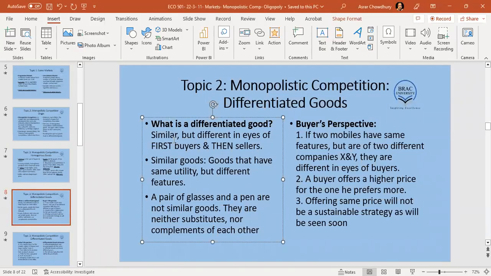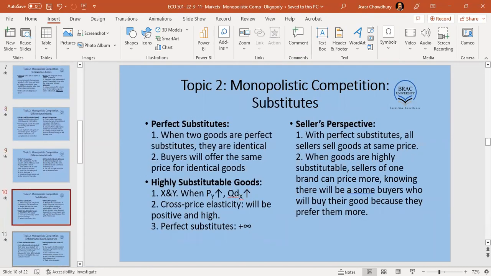Okay, so now let's go to the differentiated goods, the ones I mentioned, similar but different, the first buyers and then sellers. We don't need to say these things, sellers per se also need not be said. This is when goods are homogeneous goods, they are perfect substitutes. So there is no reason to offer two different prices from a buyer's point of view. From a seller's point of view, the seller cannot even think of charging a higher price because he'll lose his entire market share. And from cross price elasticity, we have also shown that when goods are perfect substitutes, the cross price elasticity is plus infinity.